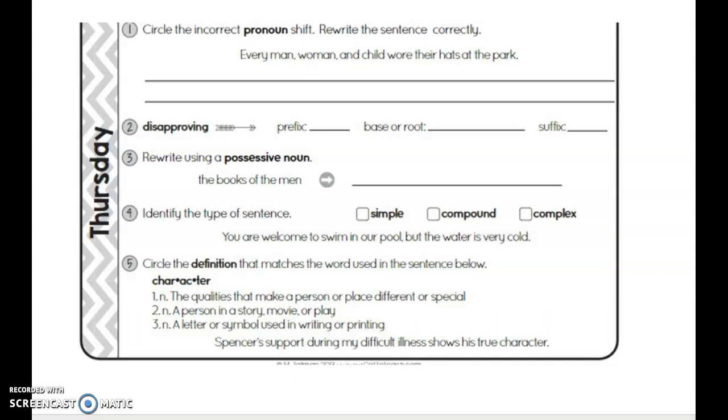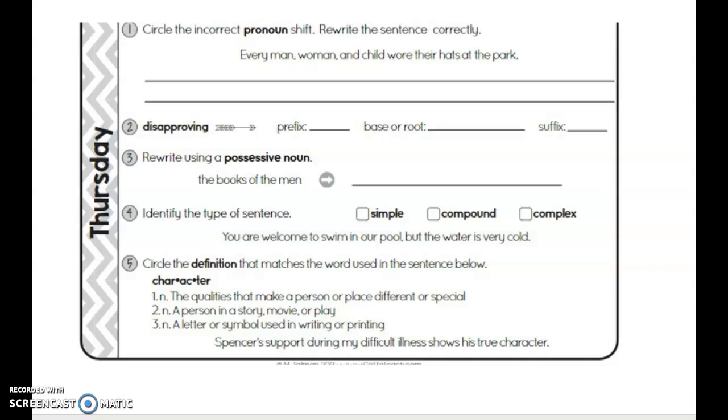Number two, disapproving. All you're doing is taking the word and breaking it into pieces. So prefix is our beginning part of our word. Our base or root is the middle, the word that's holding everything together. This should always be an actual word or part of an actual word. And then our suffix is our ending part that either makes it a verb or an adjective. They're those few letters at the end.